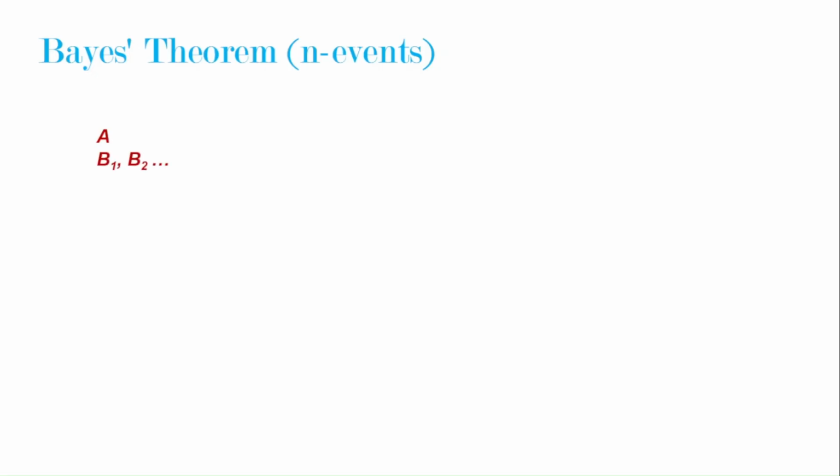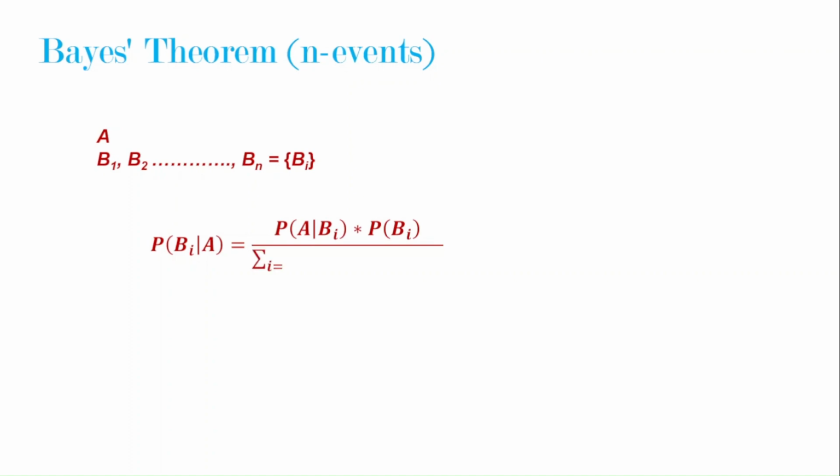Now similarly, if we extend it to n number of events where an event A corresponds to B1, B2, to Bn mutually exclusive and exhaustive events, then using the Bayes rule, we can estimate the probability of occurrence of an event Bi given A as probability of A given Bi multiplied by probability of Bi, upon sum of probabilities of A given Bi multiplied by probability of Bi, where i equals 1 to n.